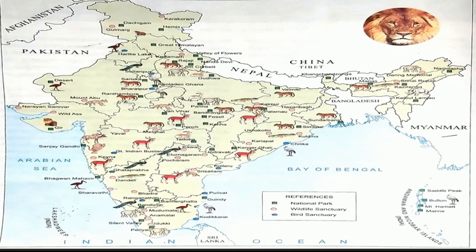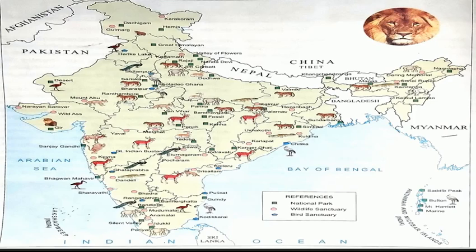Gir National Park in Gujarat protects the Asiatic lion. Bandipur National Park in Karnataka protects the elephant and tiger. Desert National Park in Rajasthan protects Great Indian Bustard. Talking about the wildlife sanctuary, Keoladeo Ghana Bird Sanctuary is there in Rajasthan, and that sanctuary protects Siberian crane.